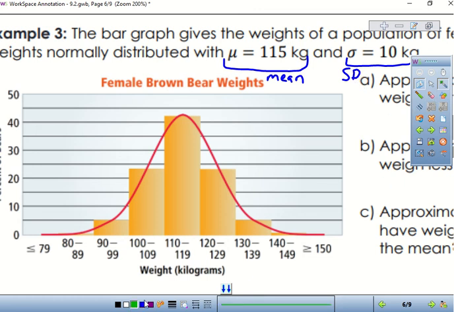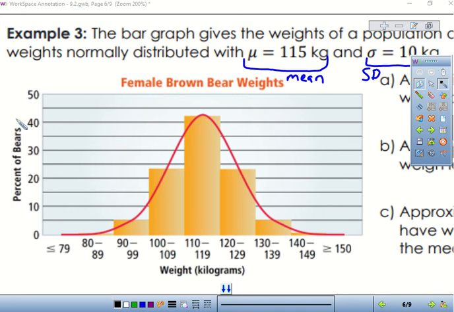So, this one gives us percentages to work with. As you can see, the y-axis is percentage of bears. So what you do is you're going to read the axis. So this one falls at 42% based on the axis. I got them exact, so.